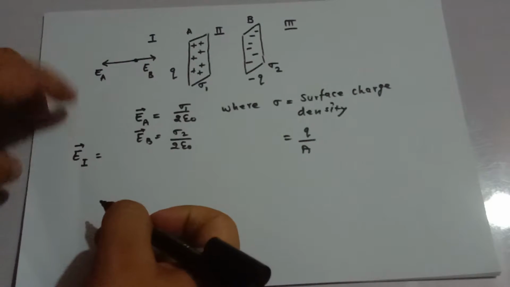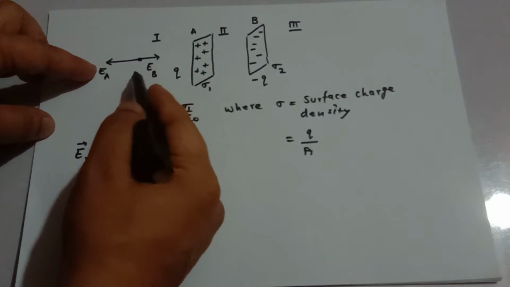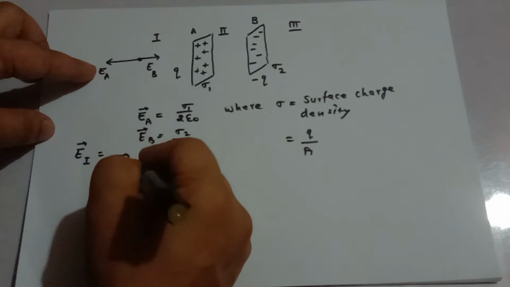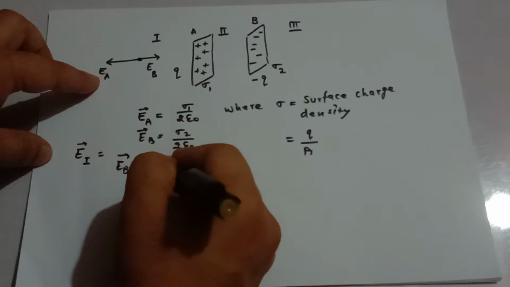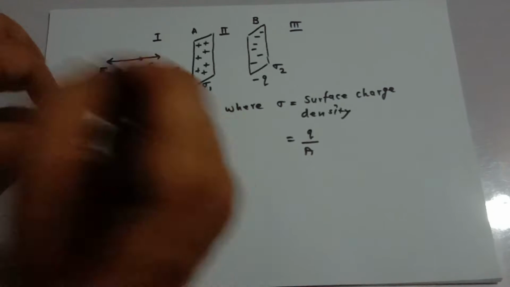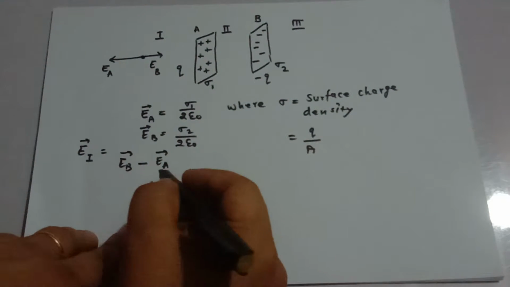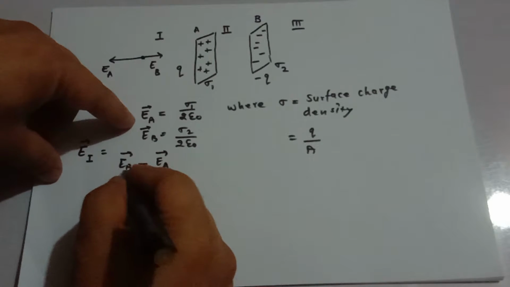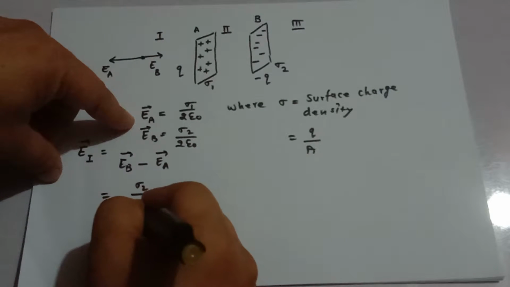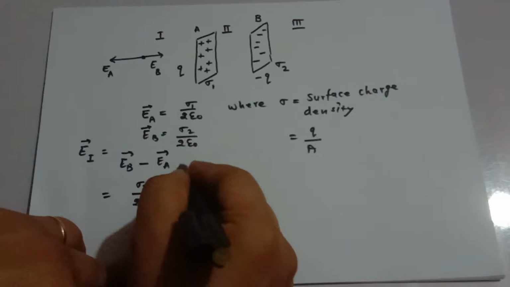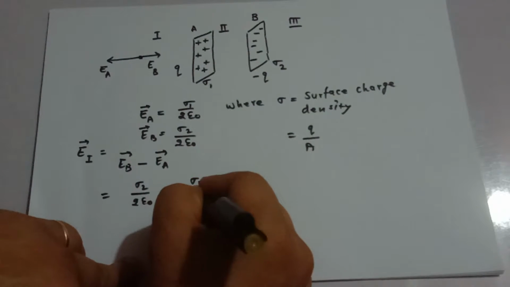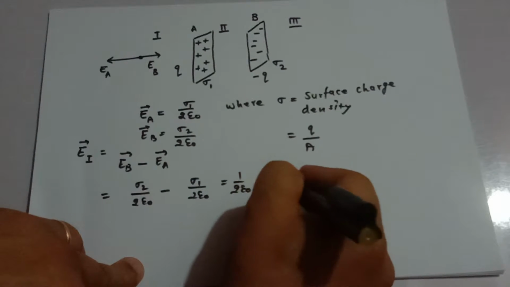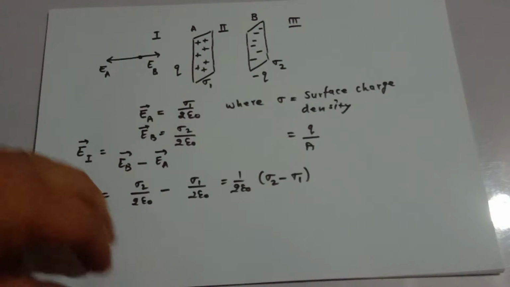So the electric field in the first region that we have calculated here is the electric field EB in the positive direction minus the electric field in the negative direction, right? So you just need to subtract these two. Here EB is basically sigma 2 divided by 2 epsilon naught, and here this one is sigma 1 upon 2 epsilon naught. So you can take 1 upon 2 epsilon naught common, so that would be sigma 2 minus sigma 1.